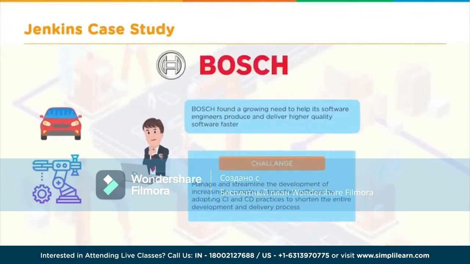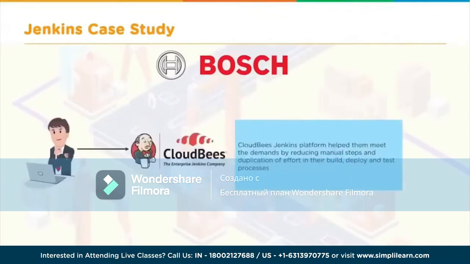So Bosch is a company that specifically ran into this problem, and their challenge was that they wanted to be able to streamline the increasingly complex automotive software by adopting continuous integration and continuous delivery best practices, with the goal of being able to delight and exceed the customer expectations of the end user. So Bosch has actually used CloudBees, which is the enterprise Jenkins environment. To reduce the number of manual steps such as building, deploying, and testing, Bosch has introduced the use of CloudBees from Jenkins. And this is part of the enterprise Jenkins platform.